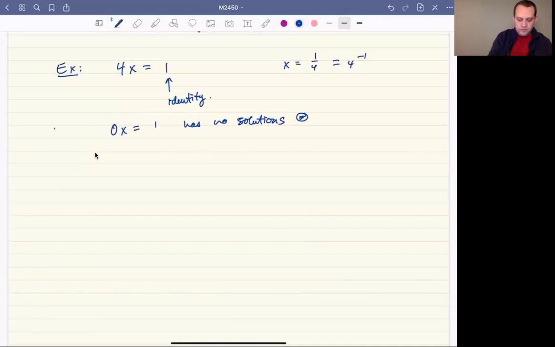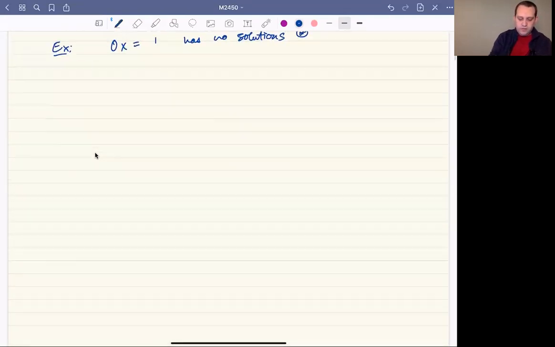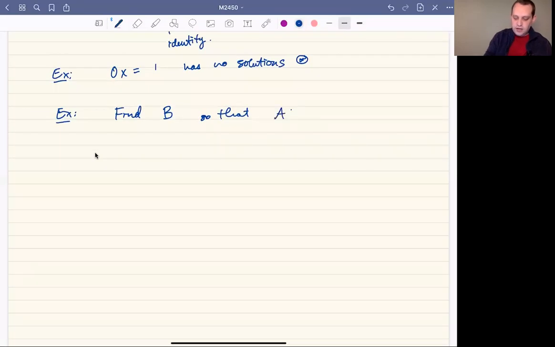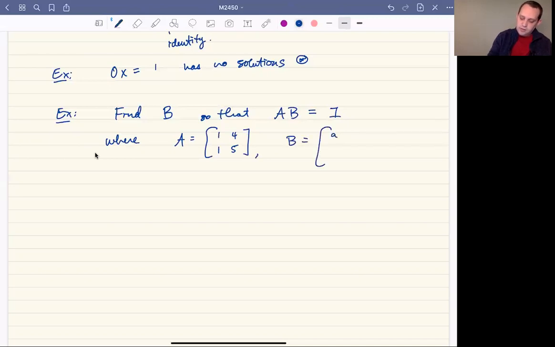The same is true of matrices. What we're going to want to do for matrices is find the matrix, let's say B. I'm using B differently than I did before, but let's find the matrix B so that A times B is equal to the identity matrix, where let's say A is the matrix 1, 4, 1, 5. B is just a generic matrix a, b, c, d. And I is the 2 by 2 identity matrix 1, 0, 0, 1.